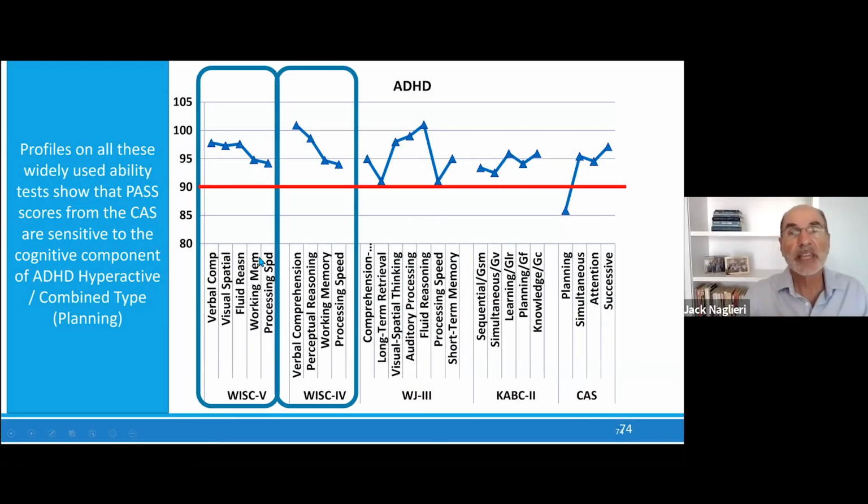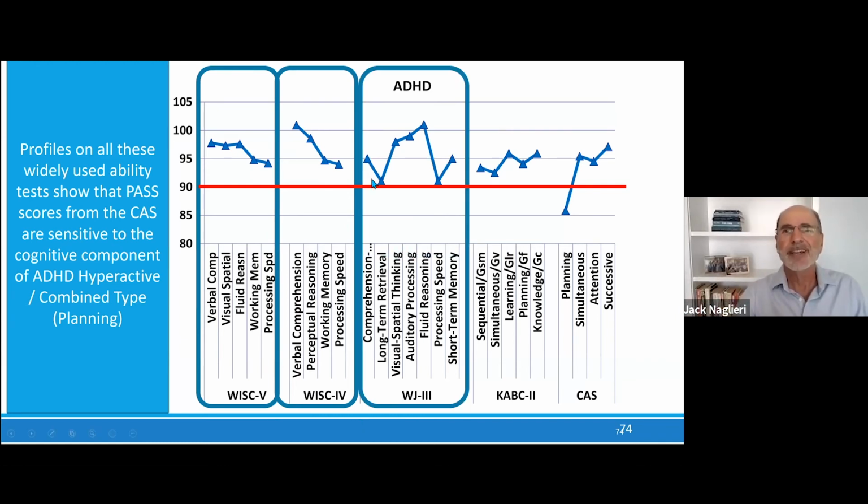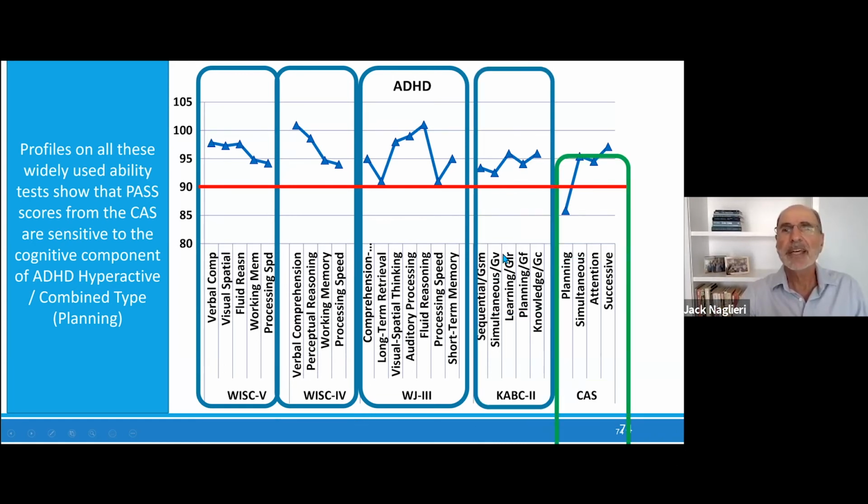So students with ADHD, WISC scores, well, that's not telling you anything. Well, Russ Barkley and Kevin Murphy and George DuPaul have been saying that for years. You don't get anything out of a WISC that helps you understand if there's anything cognitively happening with a student with ADHD. And the WJ, it's kind of familiar. The KABC, just kind of flat. But look at the CAS.